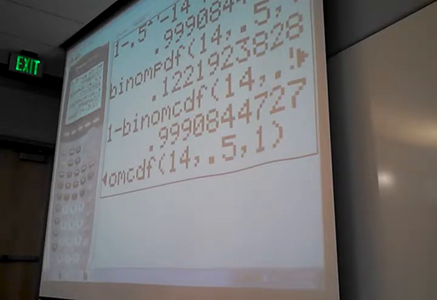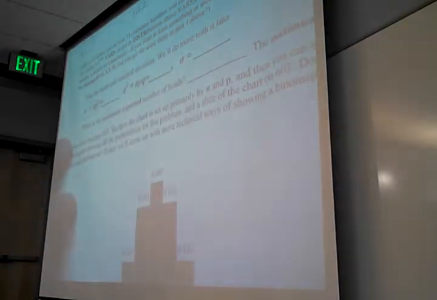So continuing on, some other little formulas we learned last time was for the mean. We should already know this. We calculated this earlier. What's the average number of heads if I flip a coin 14 times? It'll be 14 times 0.5, which is 7.